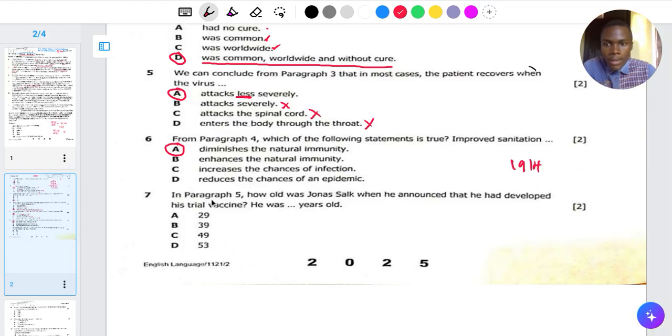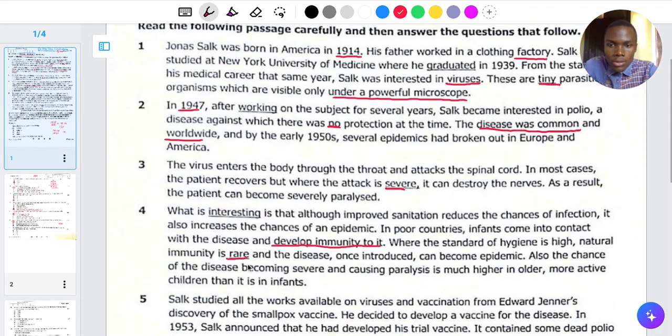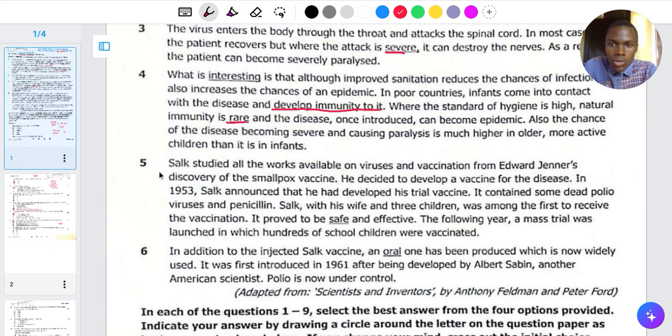Then in paragraph 5, let's see when he announced that trial for vaccine. According to paragraph 5, it is saying, Salk started all the works available on viruses and vaccination from Edward Jenner's discovery of smallpox vaccine. He decided to develop a vaccine for the disease. In 1953, Salk announced that he had developed his trial vaccine. So he announced in 1953 and he was born in 1914.